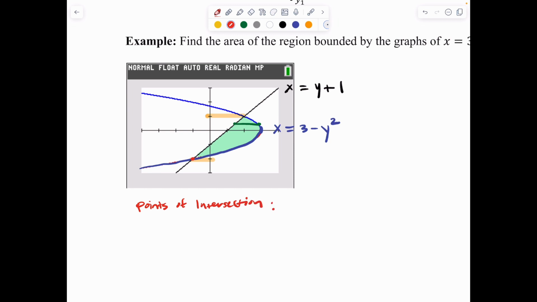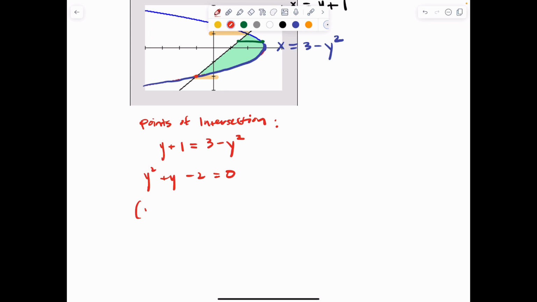both these equations already have x solved for. So in a similar way to what we did before, we can think about setting the rules equal to each other that are in terms of y. So then this ends up being y squared plus y minus 2 equals to 0, which that will factor to be y plus 2, y minus 1.